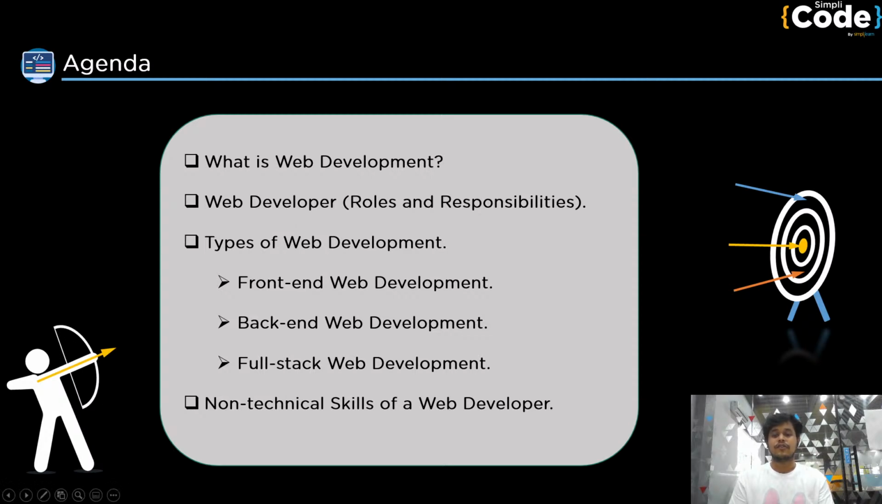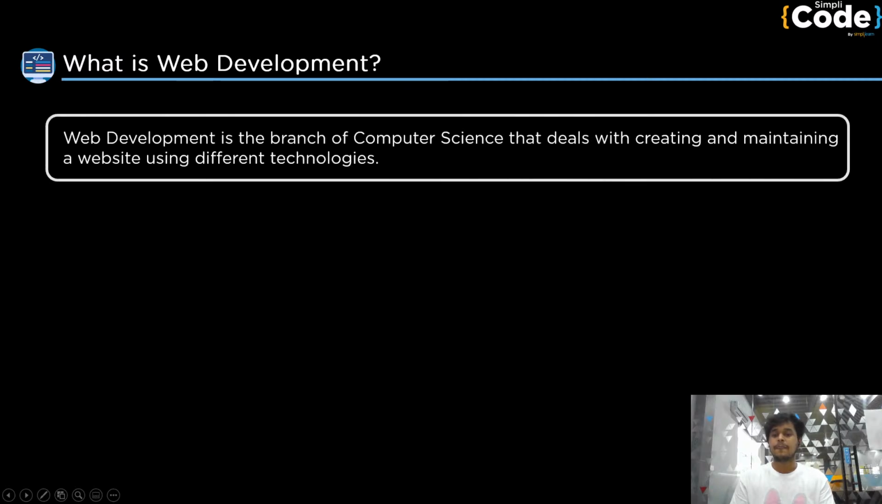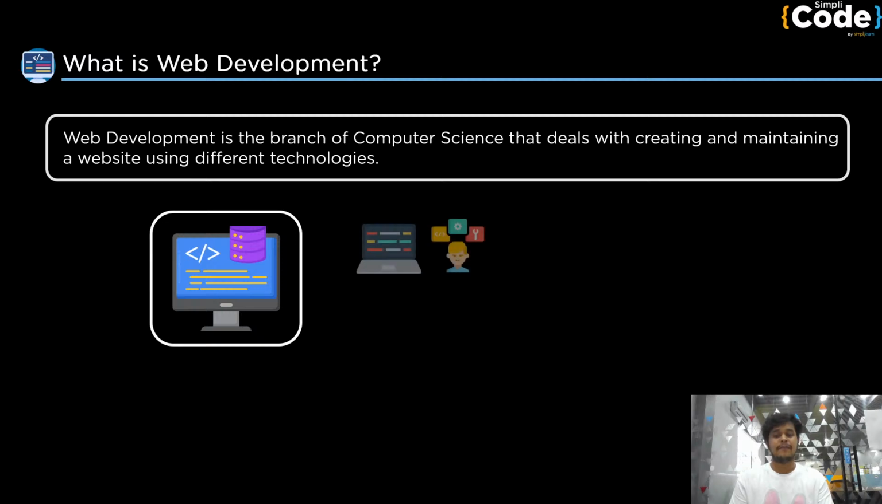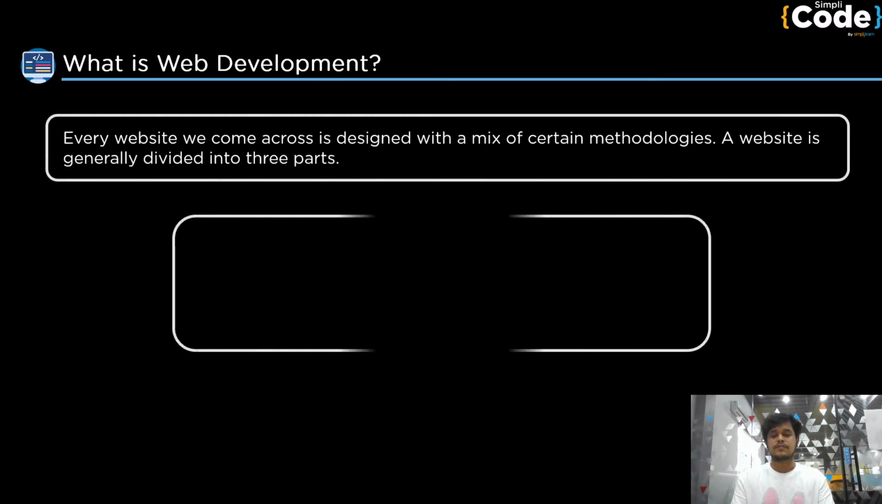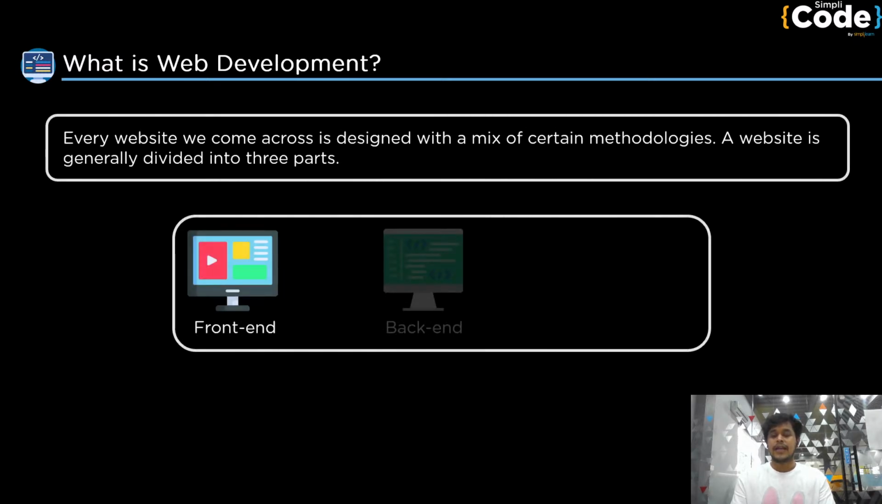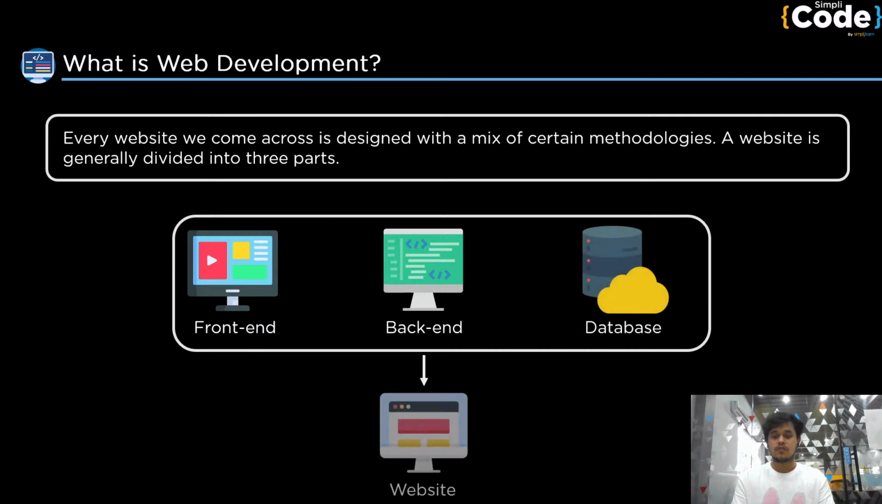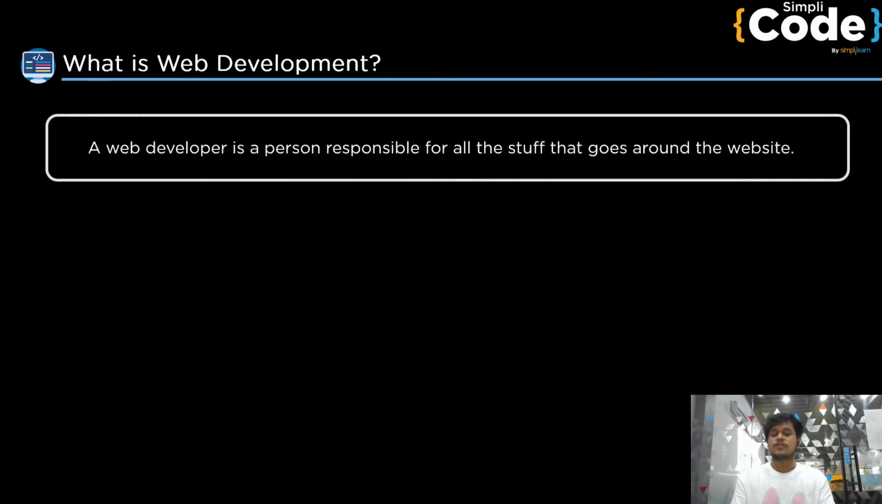Let's start this video with what is web development. Web development is the branch of computer science that deals with creating and maintaining a website or web application. Every website we come across is designed with a mix of certain methodology. So, a website is generally divided into three parts: the front end, back end, and the database. So, who does all these tasks of creating and maintaining a website? A web developer is the person who is responsible for all the stuff that goes around the website.